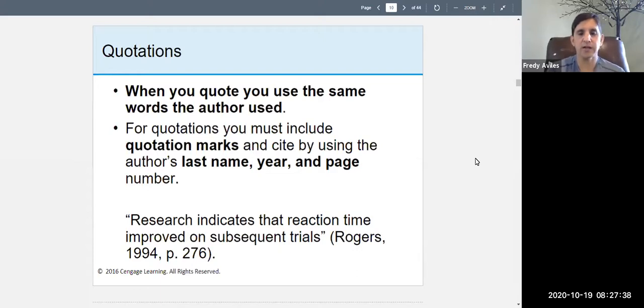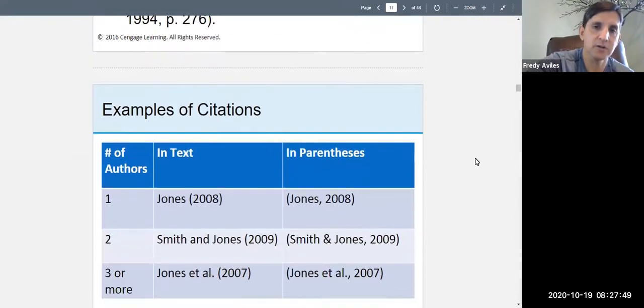Please cite correctly. Do not forget the page number. And notice it says p dot. It doesn't say page or capital P. It's little p dot, right? Do it exactly this way or it's going to be wrong and you're going to lose points.